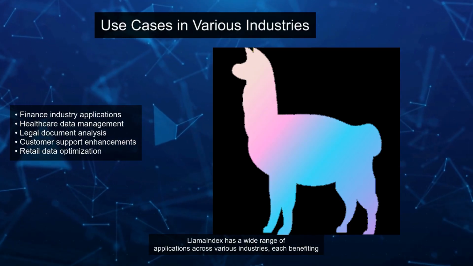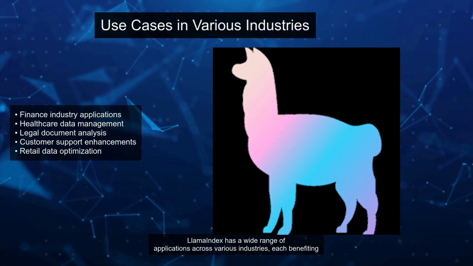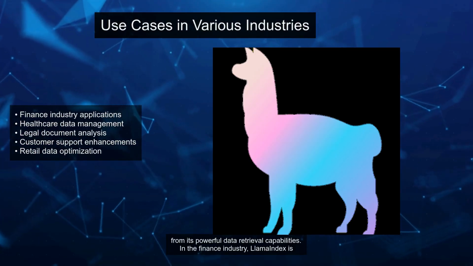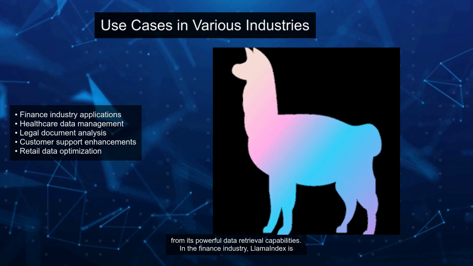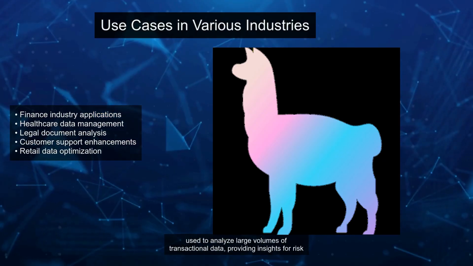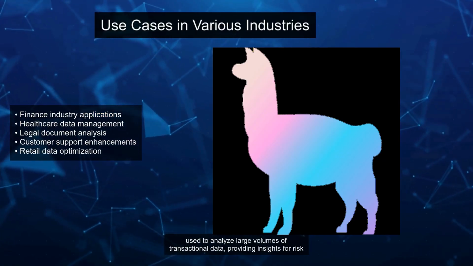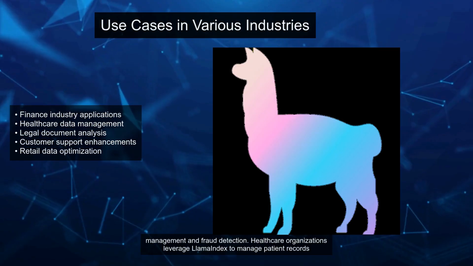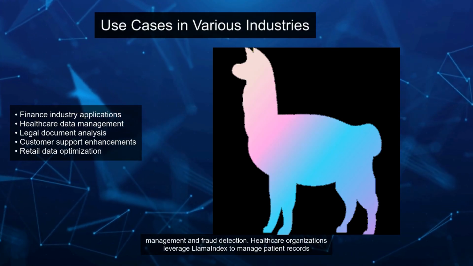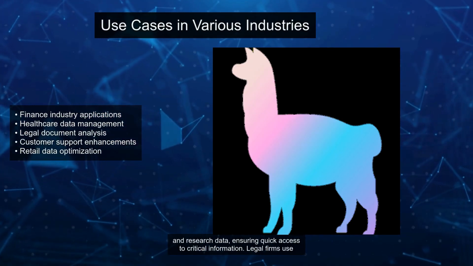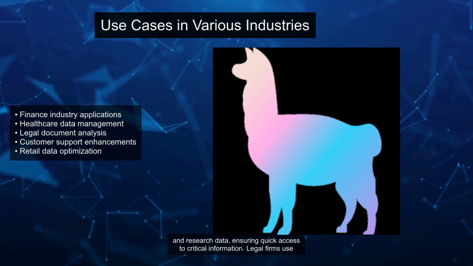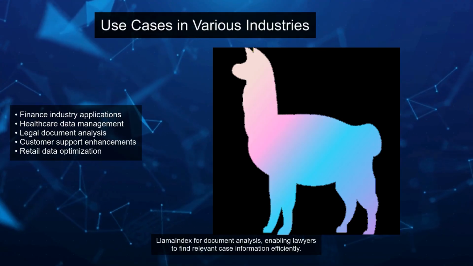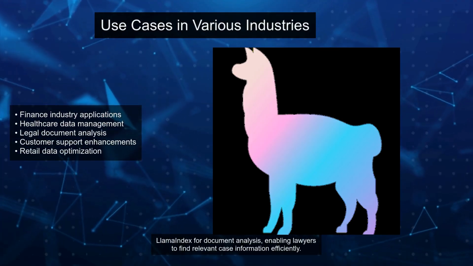LlamaIndex has a wide range of applications across various industries, each benefiting from its powerful data retrieval capabilities. In the finance industry, LlamaIndex is used to analyze large volumes of transactional data, providing insights for risk management and fraud detection. Healthcare organizations leverage LlamaIndex to manage patient records and research data, ensuring quick access to critical information. Legal firms use LlamaIndex for document analysis, enabling lawyers to find relevant case information efficiently.